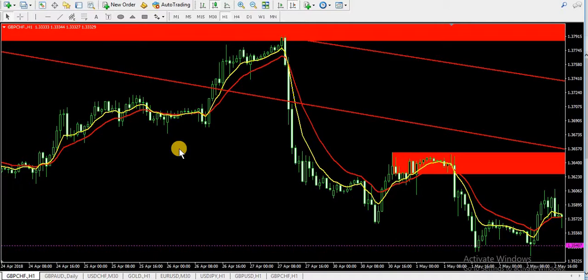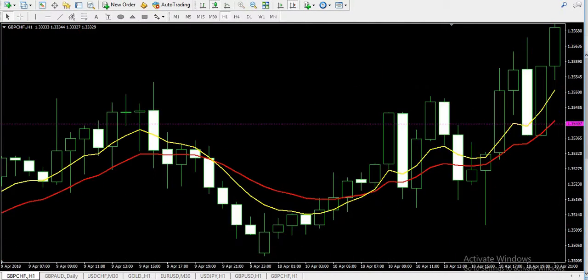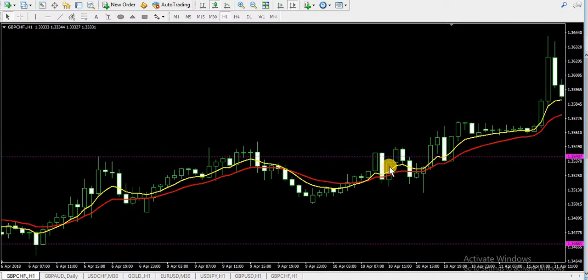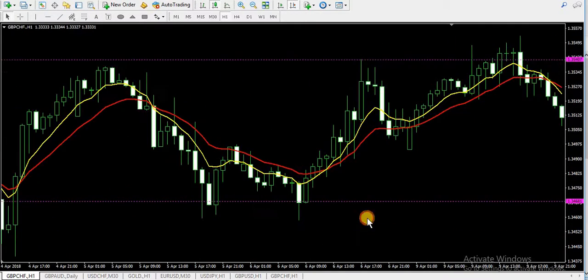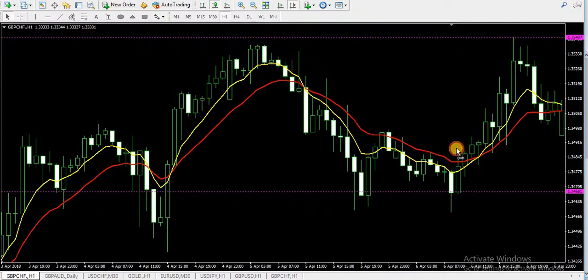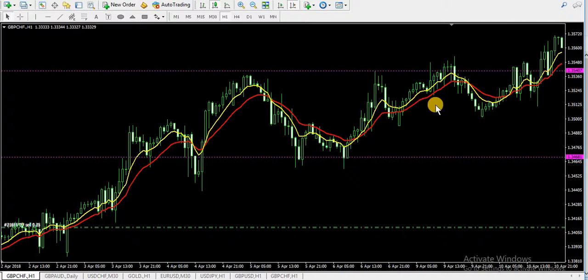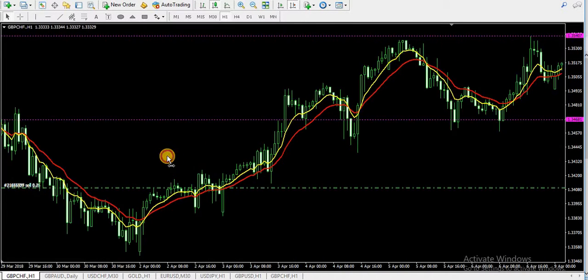So basically with this strategy, what you're looking for is the exponential cross. For example, say we are here, and we see the trend was slowly becoming bullish. From this region here, the trend is bullish, so you know we're looking for buy signals. Let's start here.